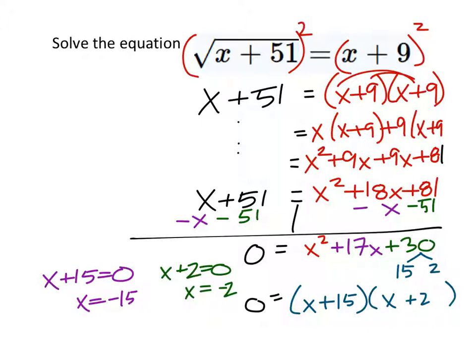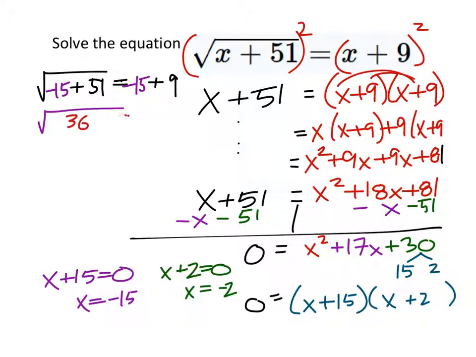So we'll start with x is negative 15. Alright, so x is negative 15 and negative 15. So that's the square root of negative 15 plus 51, which is 36, should equal negative 15 plus 9, negative 6. Now some of you don't need to continue because you can't get the square root of something to be a negative. However, the square root of 36 is 6, and 6 does not equal negative 6. So negative 15, as it turns out, is not an answer.